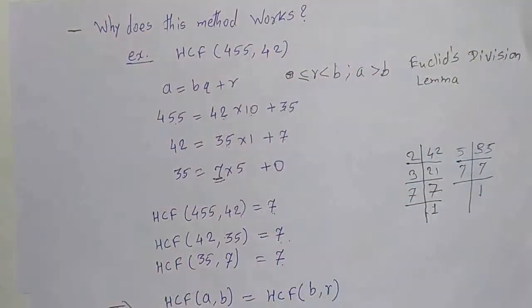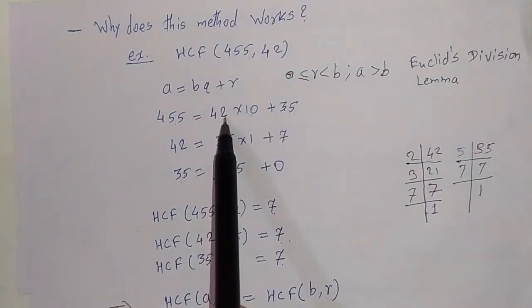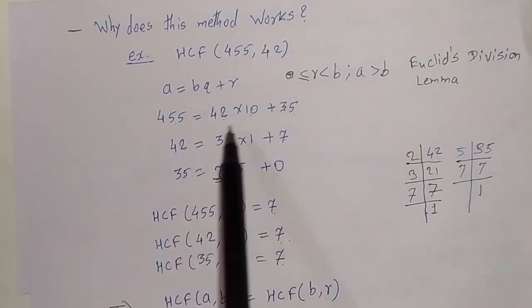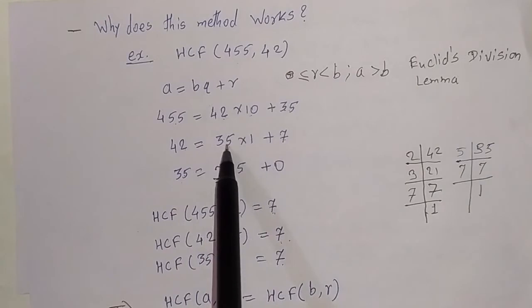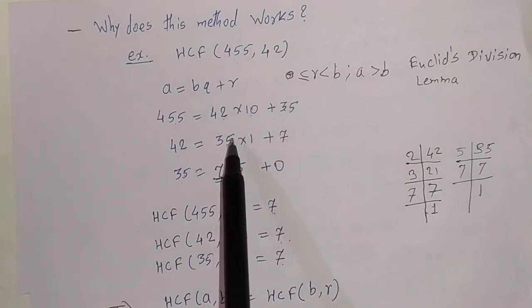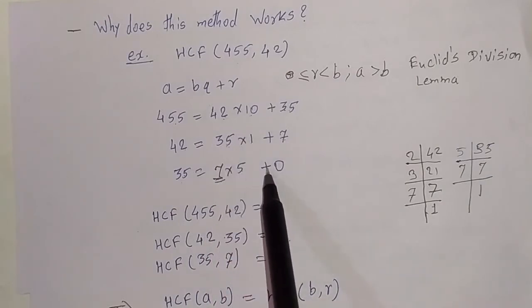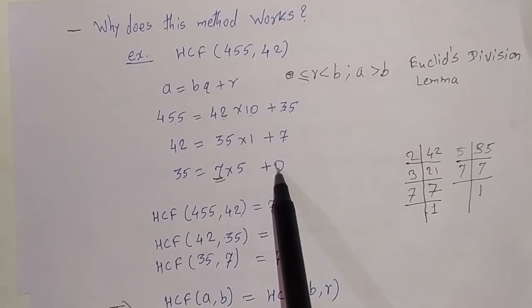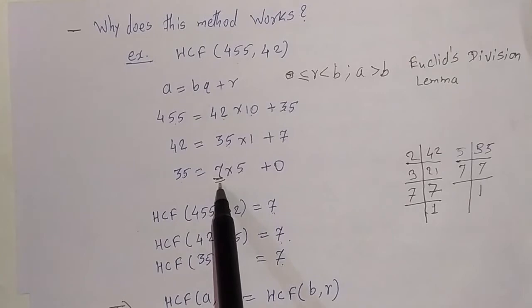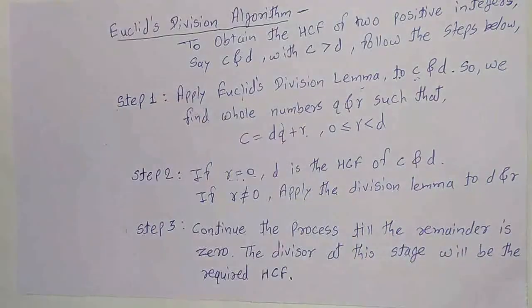So in the second step, the divisor will be the dividend, and the remainder will be 35. In this way you have to proceed till the remainder is 0. Once the remainder is 0, you will have your HCF as the divisor in that step, which is in this case 7. So this is the simplest concept, Euclid's division algorithm.